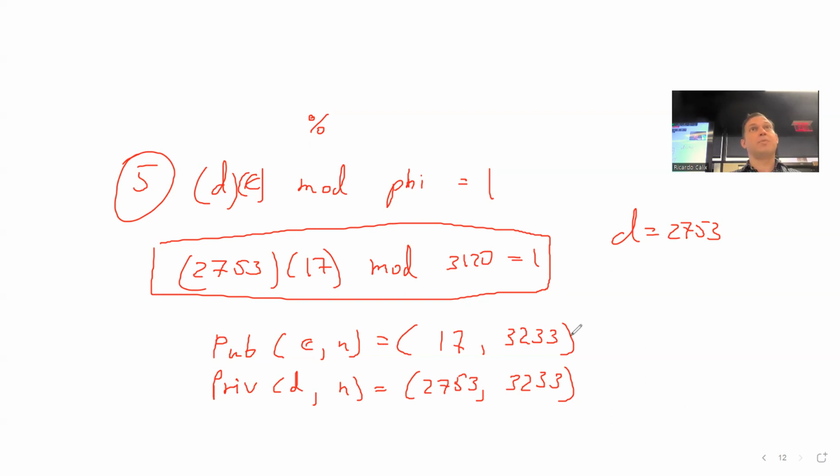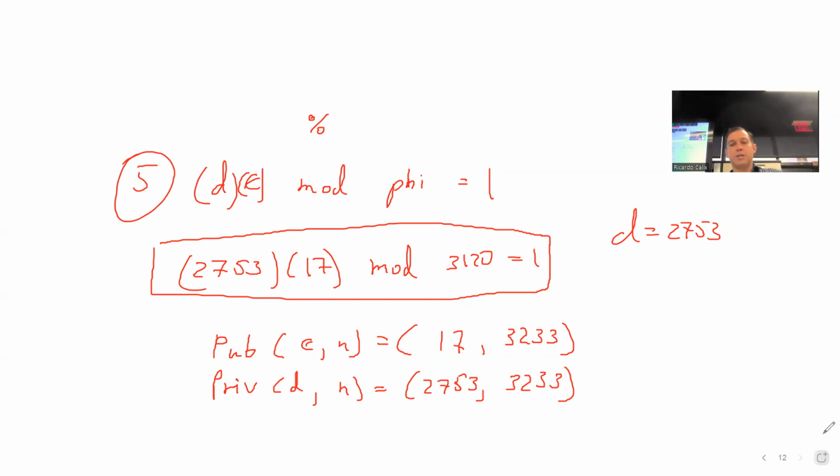All right, so now we have our parameters, so we can proceed to do the encryption. The original message was 65, right? So we want to proceed to encrypt and decrypt. Anyway, this is how we get the public and the private key. Are there any questions at this time?